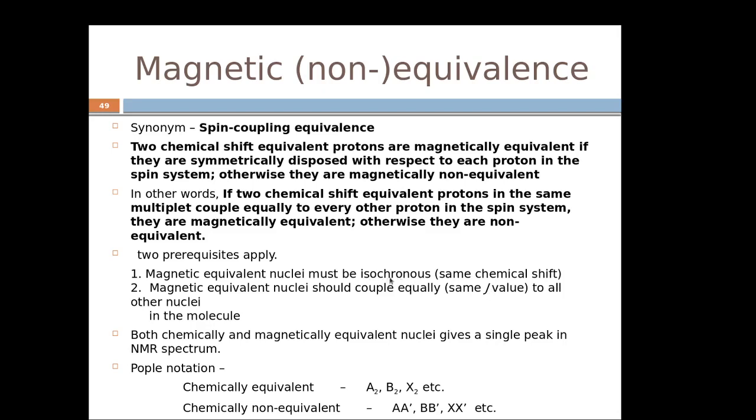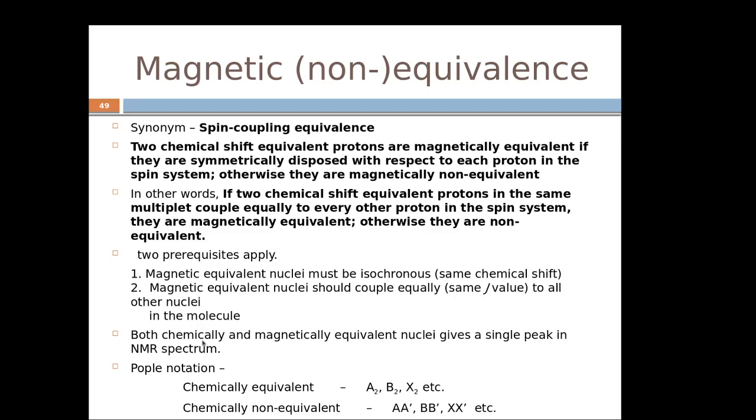So we say that magnetically equivalent protons should be isochronous. They should have the same chemical shift value, meaning these magnetically equivalent protons should give NMR signals exactly at the same frequency or same ppm in the NMR spectrum. And again, magnetically equivalent nuclei should couple equally to all other nuclei in the molecule. That means the extent of coupling between the magnetically equivalent protons and the other proton nuclei within the molecule should be the same. They should have the same J value of interaction. So both chemically and magnetically equivalent nuclei give a single peak in the NMR spectrum.